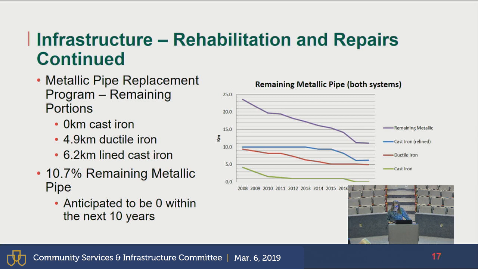So continuing on, the town has done an excellent job of replacing metallic pipe. So we do have all cast iron eliminated. We have 4.9 kilometers of ductile iron, which is set to be replaced in the upcoming years. We do have lined cast iron, so while it is a metallic, it is lined with a kind of cement resin. So it's the water that's passing through, it's not deemed metallic pipe that it's going through. But we do have about 10.7 percent remaining of metallic pipe, but within the next year, 10-year capital plan, all of those pipes will be replaced and upgraded.